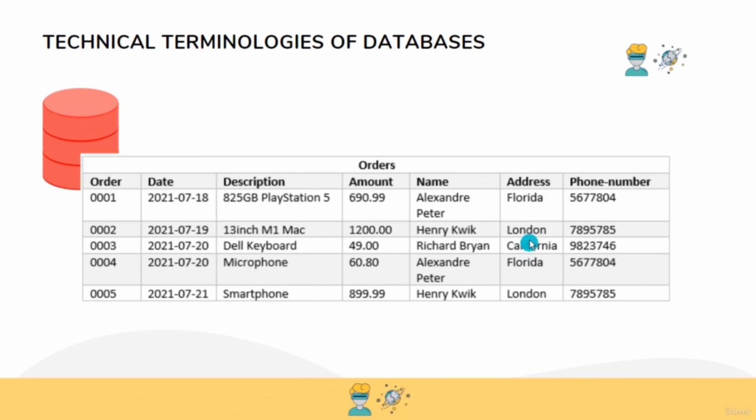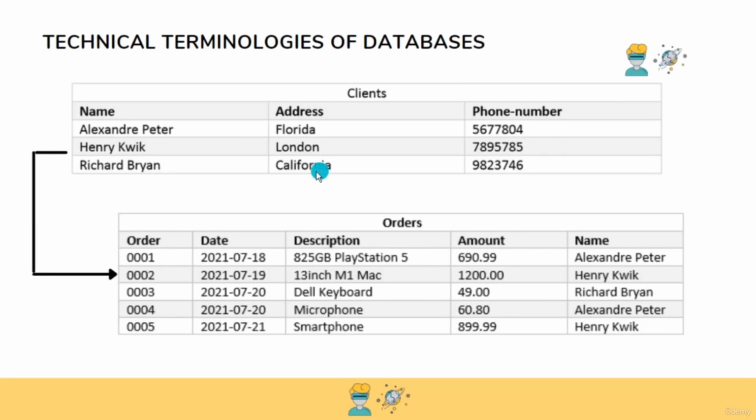change the address to Glasgow. If somebody has many orders, that can be intensive work because we will have to update many rows. But in this case, we can simply focus on updating the address one time because this data is only related to Henry Quick.